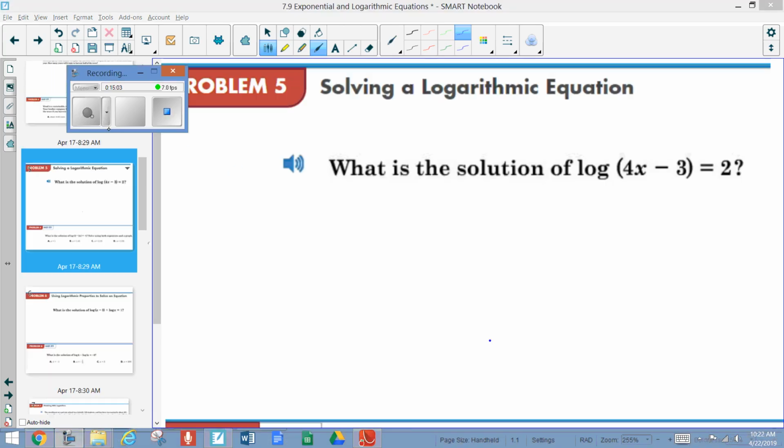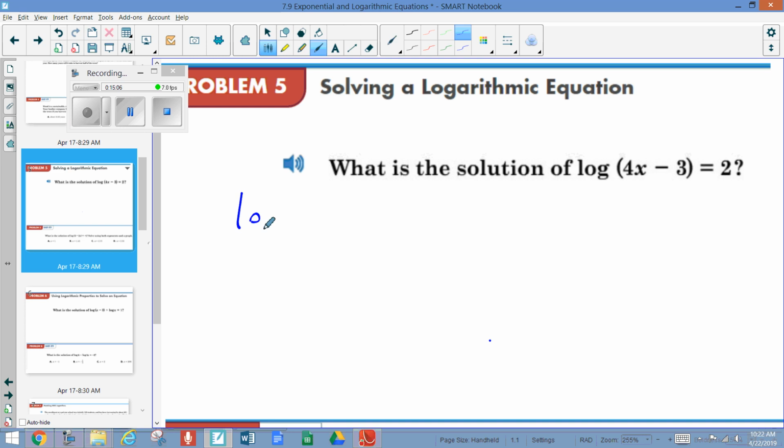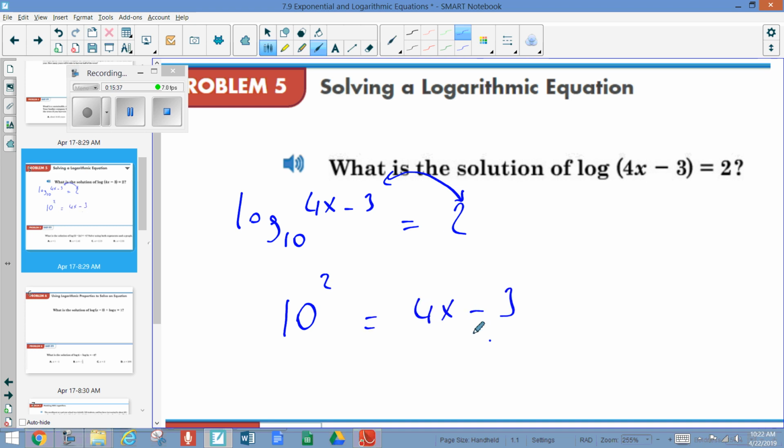What is the base here? Perfect. log base 10 of 4x minus 3 is equal to 2. Is that clear? So let's switch it to the exponential function. So what is the base? We're going to get rid of the logarithm. We're going to make it exponential. Remember, switch two of them for 4x minus 3.